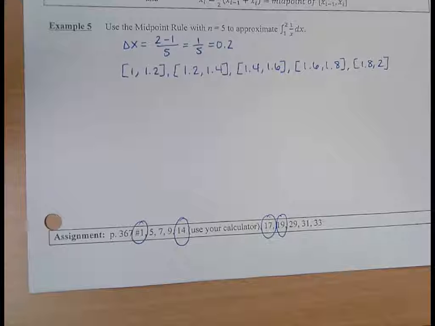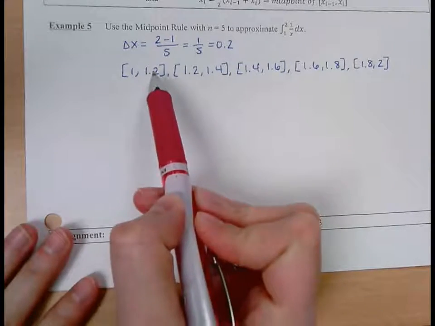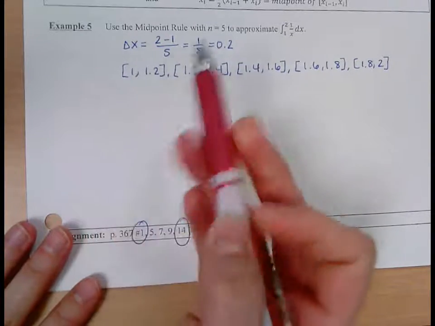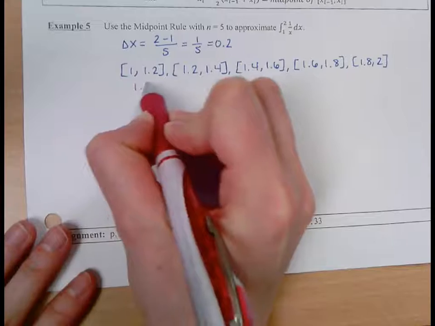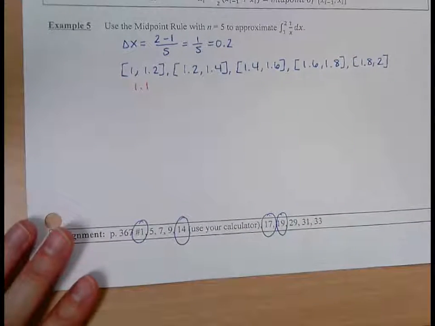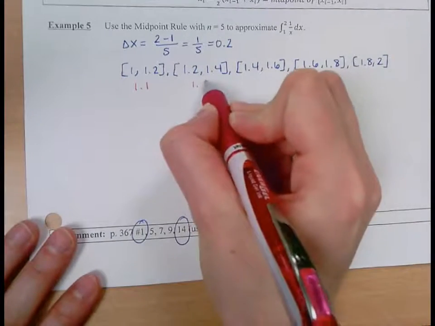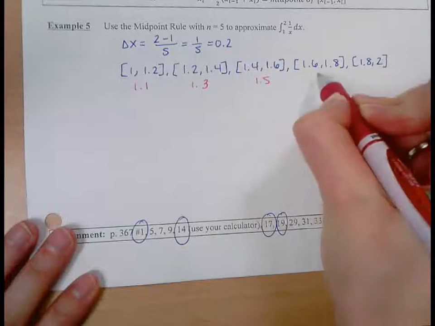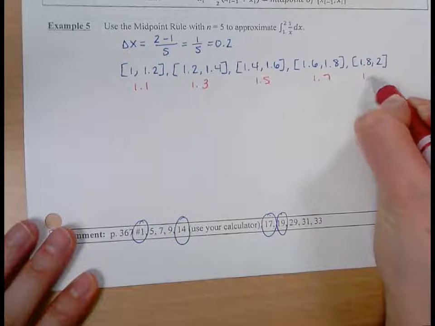And then since we're using the heights to be the midpoints of each interval, I'm just going to write down what those x values are. So the x value I'm using from interval 1 would be the midpoint of the interval. So I'm using 1.1 as the x value. And then 1.3, 1.5, 1.7, 1.9.